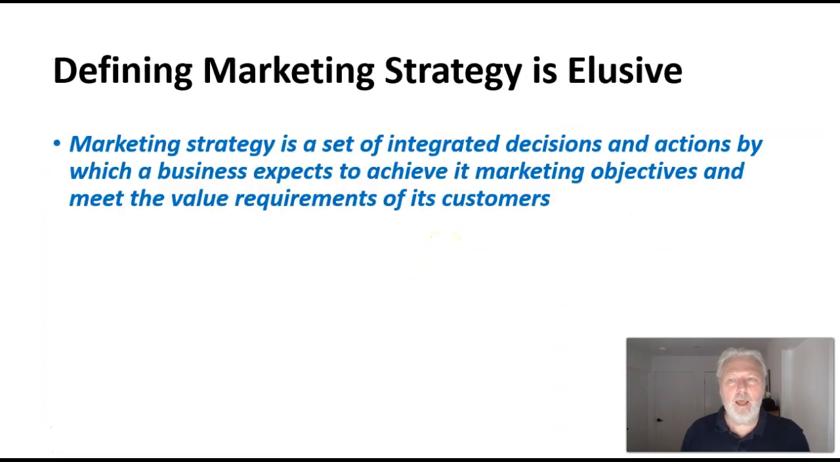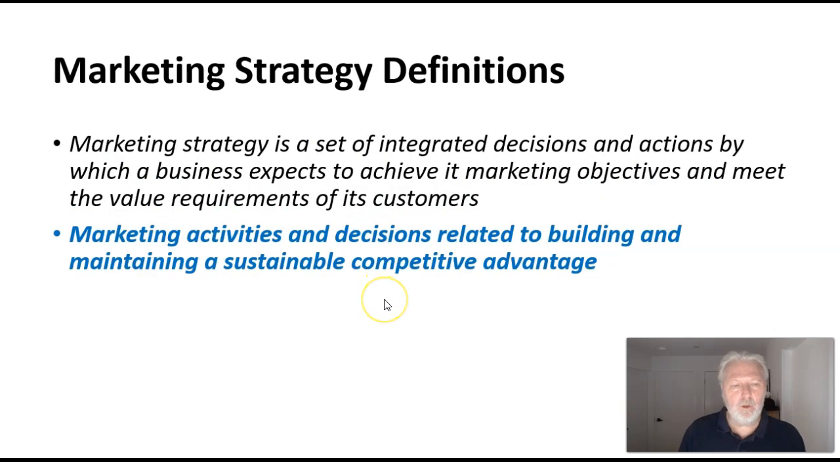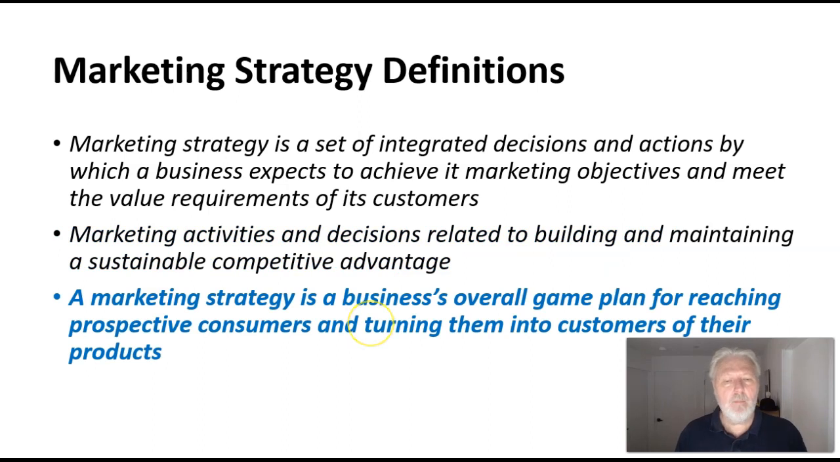So let's have a look at some definitions of marketing strategy. There's a whole bunch of ones that you can Google, and they all are a little bit different, and each textbook's got its own. But, it's a set of decisions by which the business wants to achieve its marketing objectives and meet the value requirements. Next one, marketing activities and decisions related to building and maintaining a sustainable competitive advantage. A marketing strategy is the overall game plan for reaching consumers and turning them into customers.